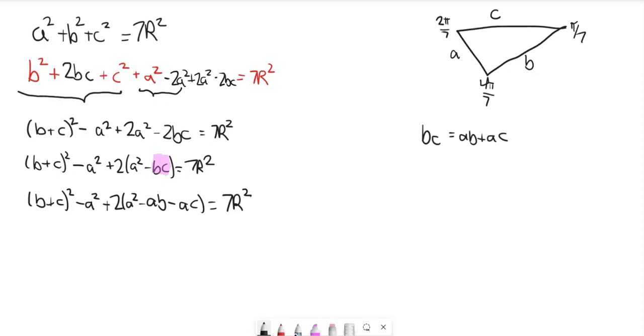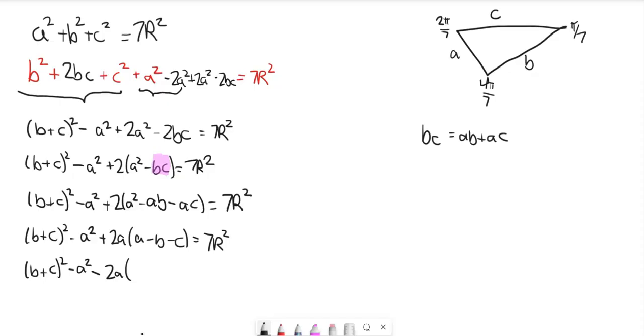Now what I'm going to do next is factor out a positive a. So I'll have b plus c quantity squared minus a squared plus 2a, and then I'll have a minus b minus c equals the 7r squared here. Now, the interesting thing is I still need to do one more factoring on this second set of parentheses. I'm also going to factor out a negative so I can do another factoring properly. So I'll pull out the negative, so I'll get a negative 2a, and the b and the c on the inside of that second set of parentheses become positive and the a becomes negative.